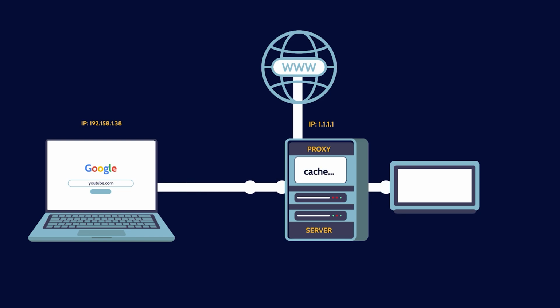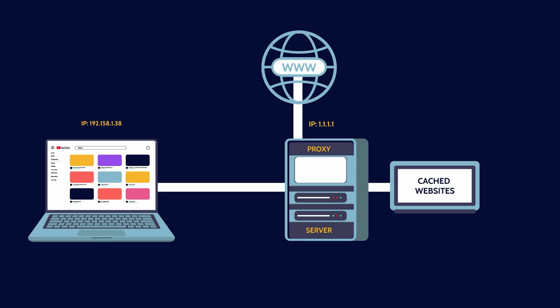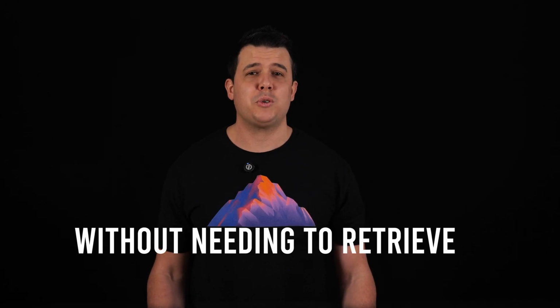When you request access to an online resource, such as a web page, a video, or a file download, your request is directed to the proxy server. The proxy server receives this request and checks its local cache, a storage area where it keeps copies of previously accessed web pages and files. If the requested content is found in the cache, the proxy can immediately deliver it to you without needing to retrieve it from the internet again. This process speeds up access times and reduces bandwidth usage.